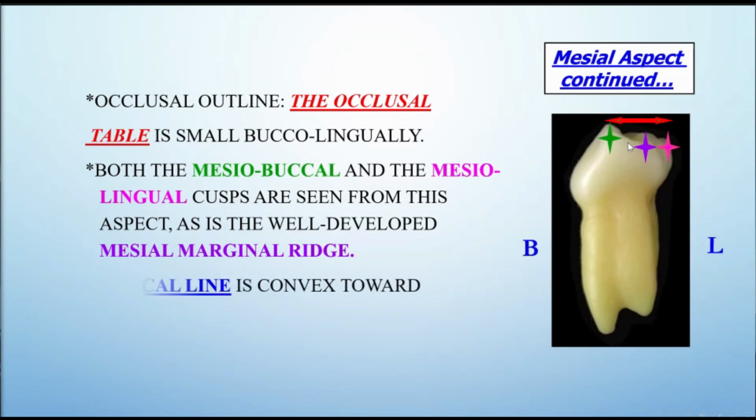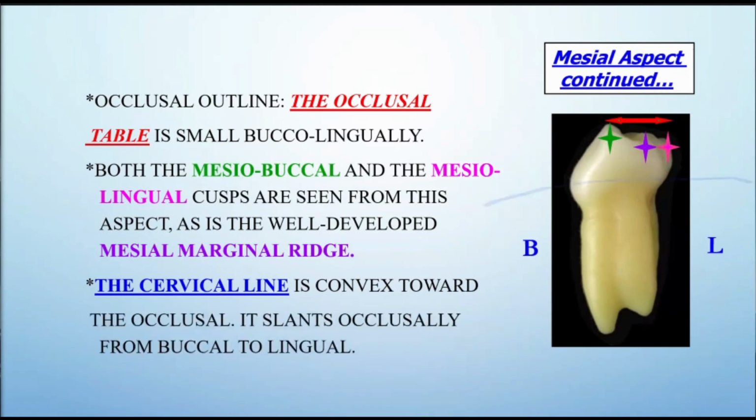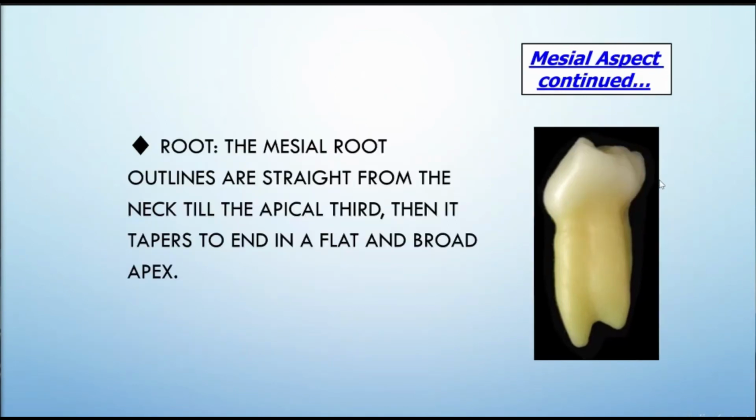The cervical line is convex towards the occlusal. It slants occlusally from buccal to lingual. See here, because the lingual side is small, so it goes up to the lingual side. The mesial root outlines are straight from the neck till the apical third, then it tapers to the end, a flat and broad apex.